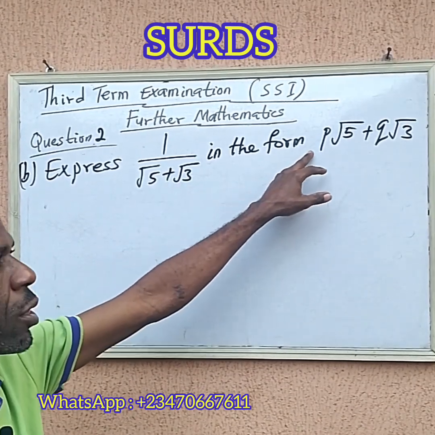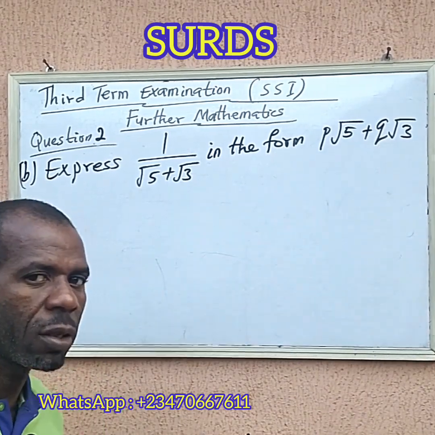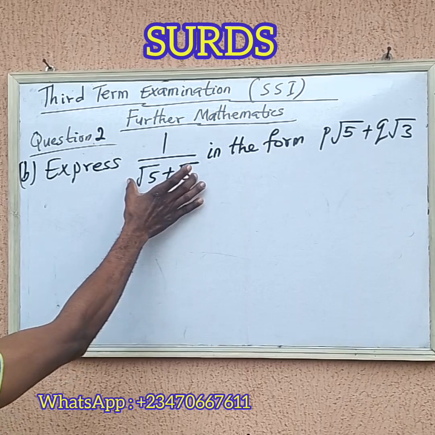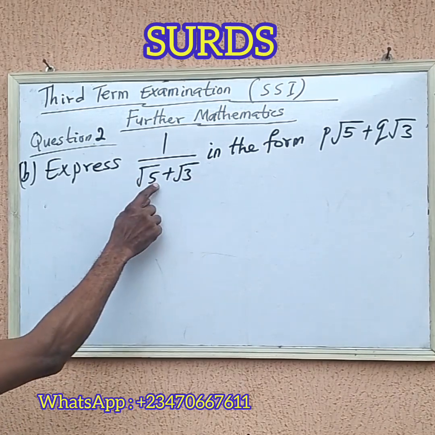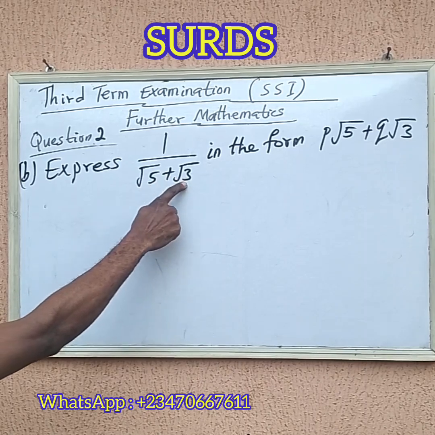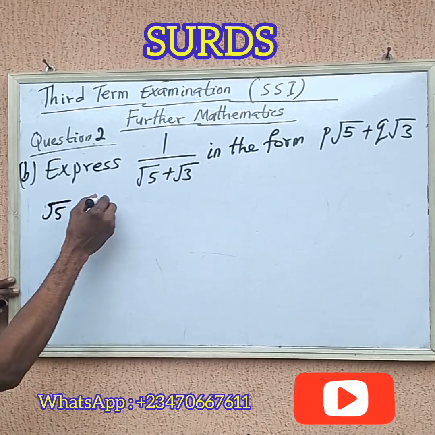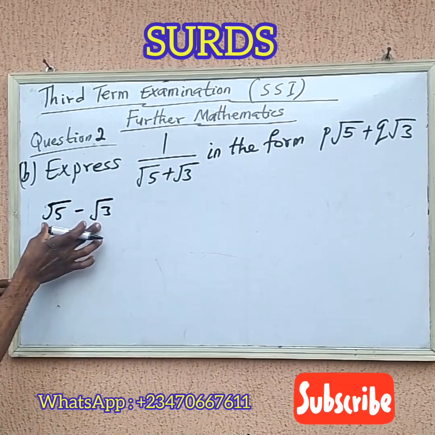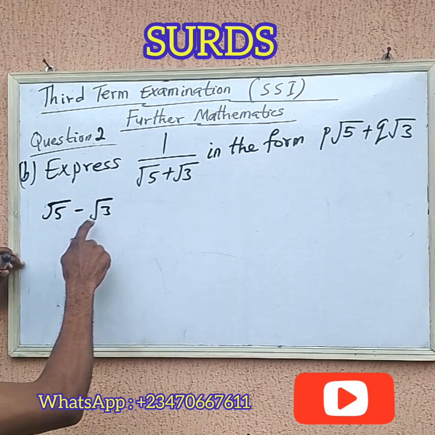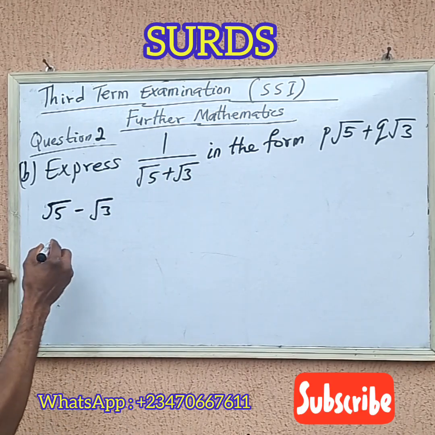So let P be the coefficient of root 5 and Q the coefficient of root 3. Now, in doing this, what you need to do is to rationalize by the conjugate of this. The conjugate of root 5 plus root 3 has the negative sign between them, so it will give us root 5 minus root 3. So this is the conjugate. In rationalization, we multiply the numerator by the conjugate, and also multiply the denominator by that same conjugate.